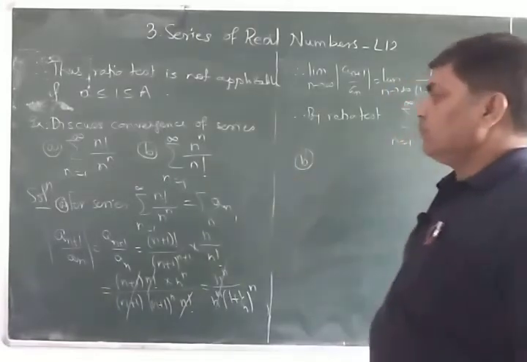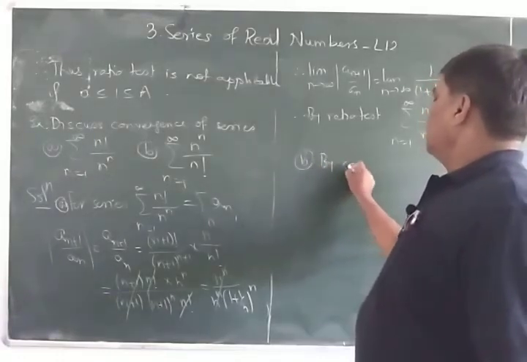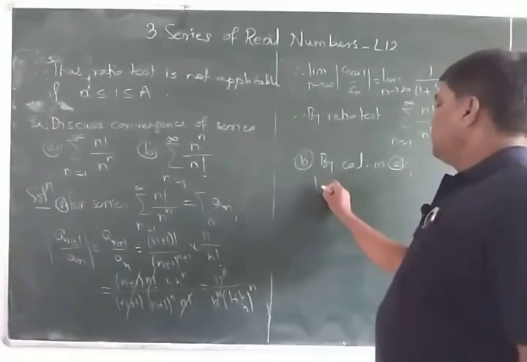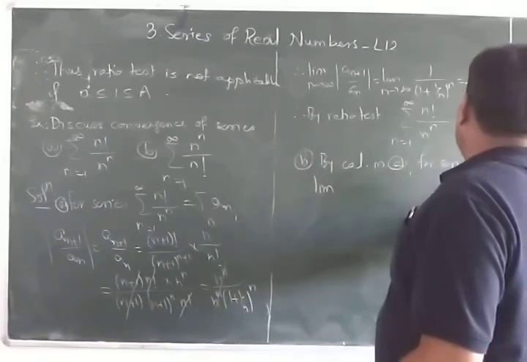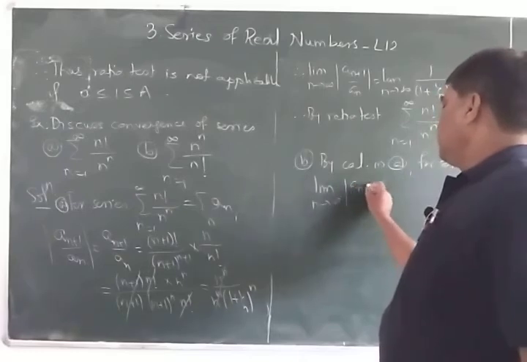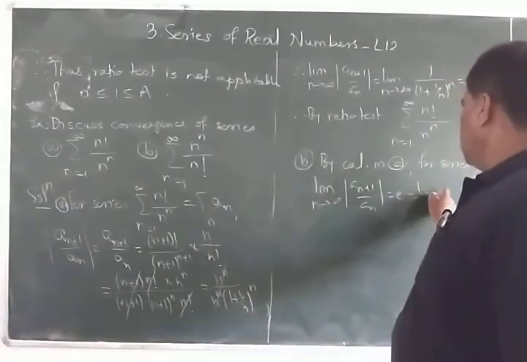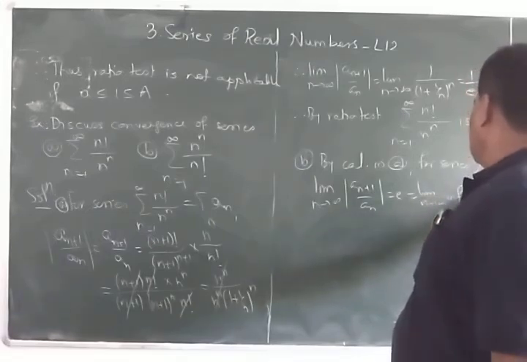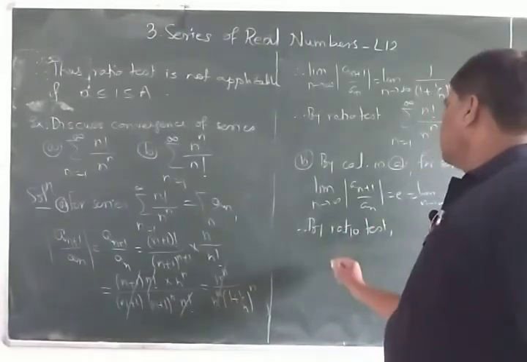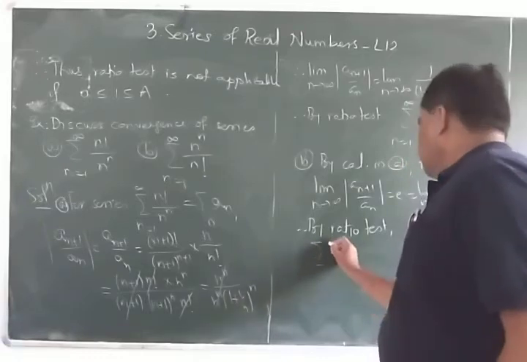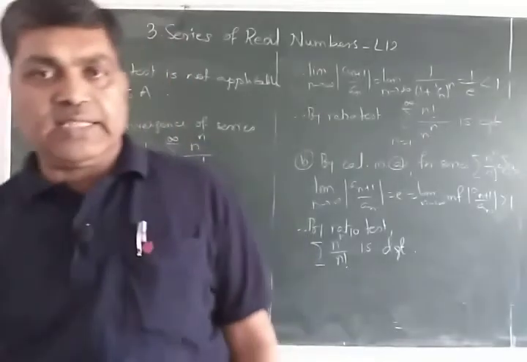B. Okay. By the calculation in A, for the series summation of n raised to n upon n factorial, equal to summation an, limit n tends to infinity of mod of a n plus 1 upon an will become e, greater than 1, and this is also the lim sup. Since it is greater than 1, by ratio test, summation of n raised to n upon n factorial is divergent. It is a divergent series. Okay.